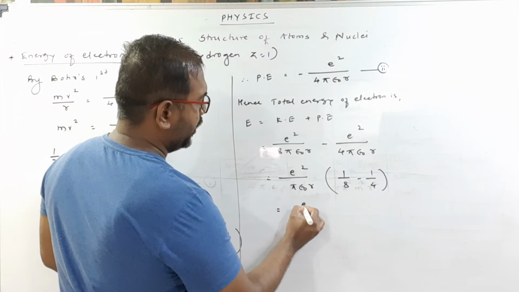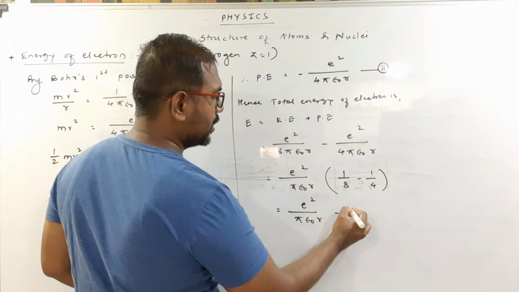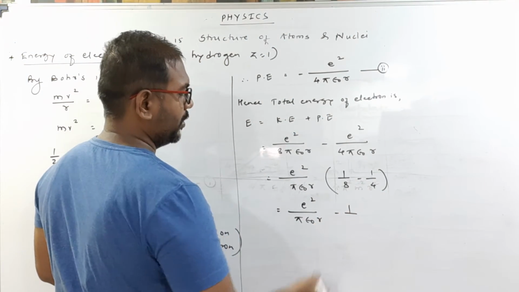So here e square divided by pi epsilon 0 R, so here we get minus 1 by 8.